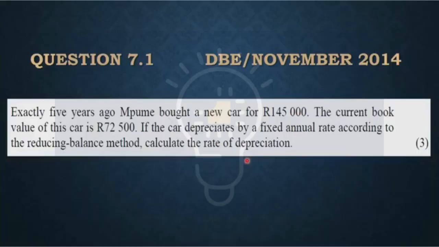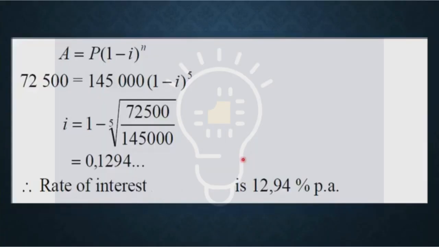So if we do that, notice how we approach this. We start with our formula as it occurs on the formula sheet. There it is. A equals P(1 minus i) to the power n. Then we start substituting our values. The original value of the car, which is P, was 145,000 Rand. We were told that. And the current book value is 72,500 Rand. Well, we put those values in. Then we have (1 minus i). We're looking for the interest rate, or the rate of depreciation, one can say. And then remember, it was 5 periods that were involved there.